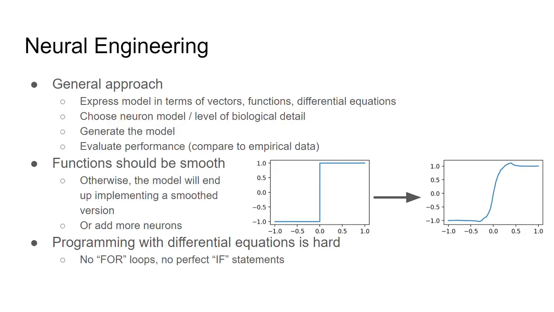Cool. So that's the general approach of the neural engineering framework. You express your model in terms of vectors, functions, and differential equations. You choose particular neuron models you want. You can even have different neuron models in different parts of the system. Some parts could have a lot of biological detail. Some could not even be spiking. You can do rectified linear units for part of the model, whatever you want to do. It depends on the task, and on what sort of evaluations you want to do. You then generate the model, and now you can evaluate the performance of the system, compare it to empirical data, whatever you want.